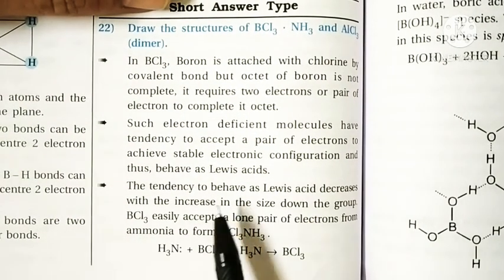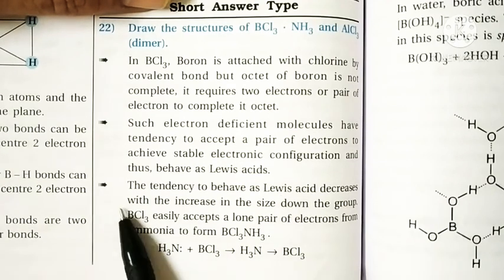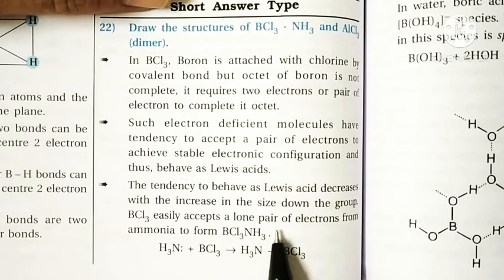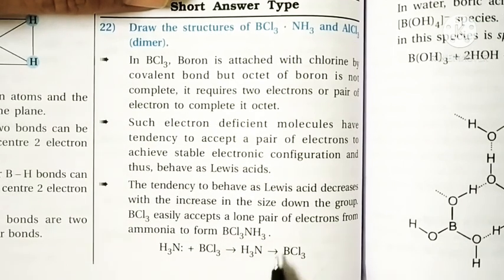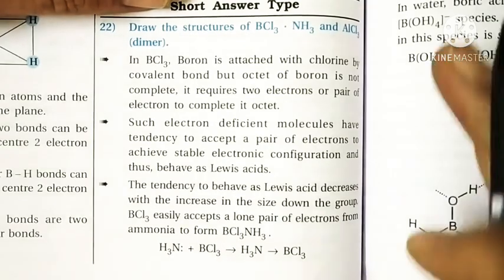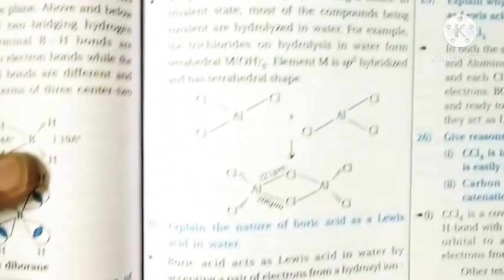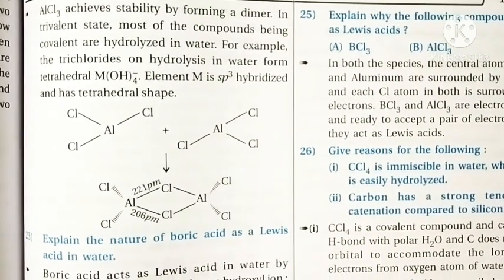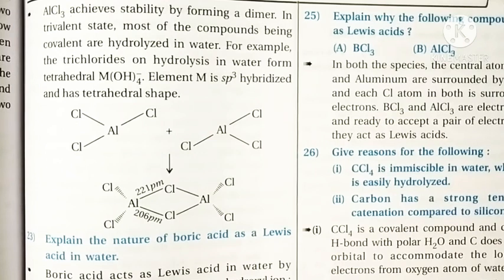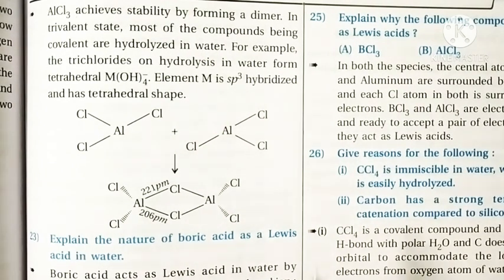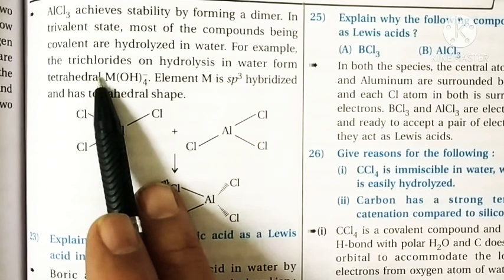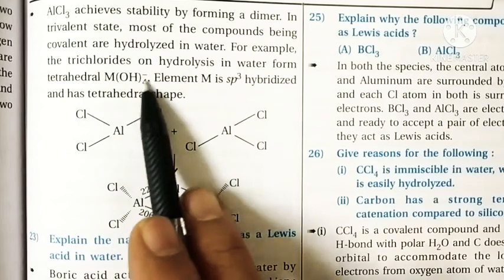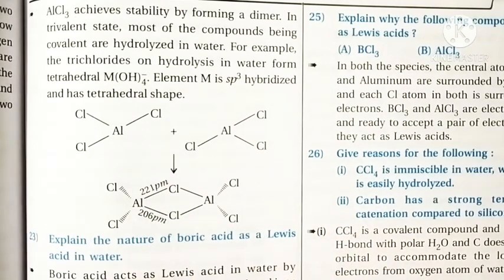The tendency to behave as a Lewis acid decreases with an increase in size down the group. So BCl3 easily accepts a lone pair of electrons from ammonia to form a coordinate bond compound. AlCl3 achieves stability by forming a dimer in the trivalent state, because most of these compounds, being covalent, are hydrolyzed in water. For example, trichlorides undergo hydrolysis; AlCl3 on hydrolysis in water forms a tetrahedral Al(OH)4. So these structures are given like that.